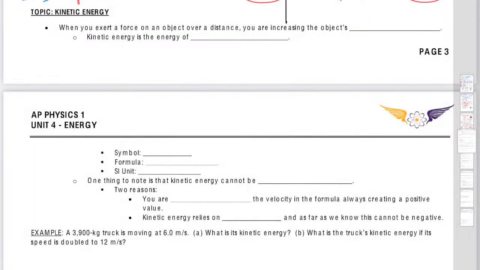Alright, so in this video we're going to look at kinetic energy. At this point in time, our definition is essentially that middle school physical science definition of kinetic energy. When you exert a force on an object over a distance, as long as we're doing it in the positive direction, you're going to increase that object's kinetic energy.